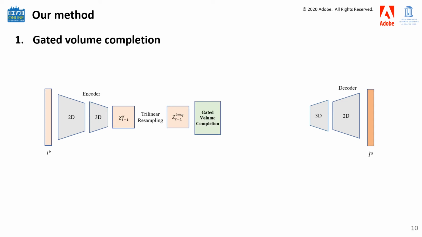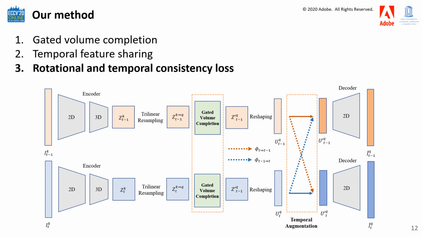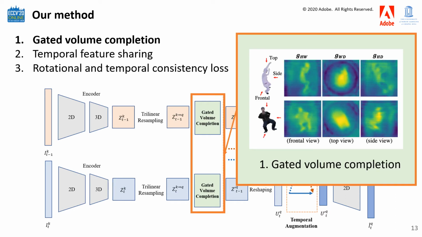For our task, we propose the 3D gated volume completion. Also, we design a Siamese architecture with temporal feature sharing. Lastly, we propose a rotational and temporal consistency loss.